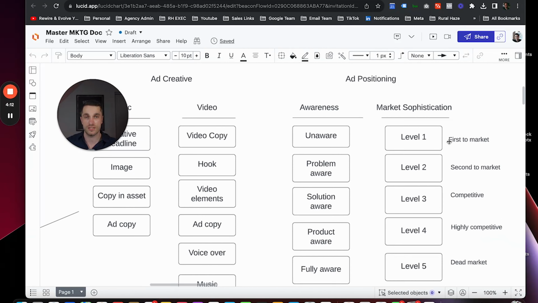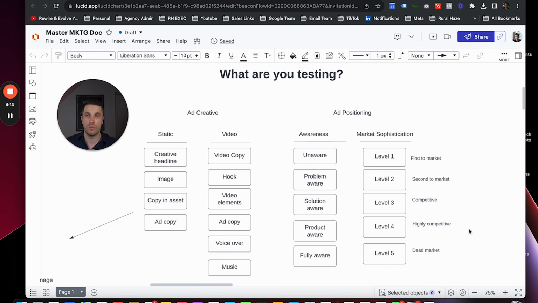You could also be testing the positioning. So again, what are you actually testing? You have to know what you're testing and what you're going for. Are you trying to position your product? Are you trying to work on a different awareness level? Are you trying to work on different market sophistication because the market and the competitors have matured and you're no longer cutting through like you once were? So now you have to pivot because now everyone is doing and saying the same thing. And that's why that's the first step, is you need to know what you're testing.